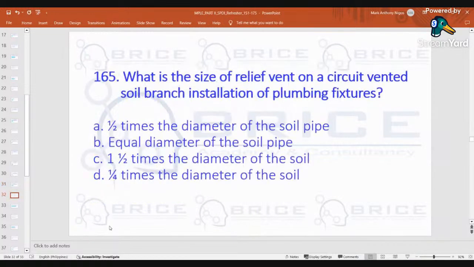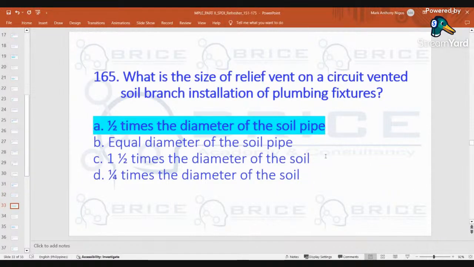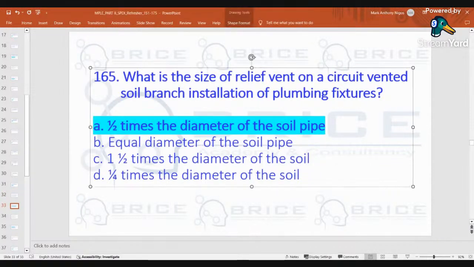165. What is the size of relief bend on a circuit vented soil branch installation of plumbing fixtures? A, 1/2 times the diameter of the soil pipe. B, equal diameter of the soil pipe. C, 1.5 times the diameter of the soil pipe. D, 1/4 times the diameter of the soil pipe. The answer is 1/2 times the diameter of the pipe.